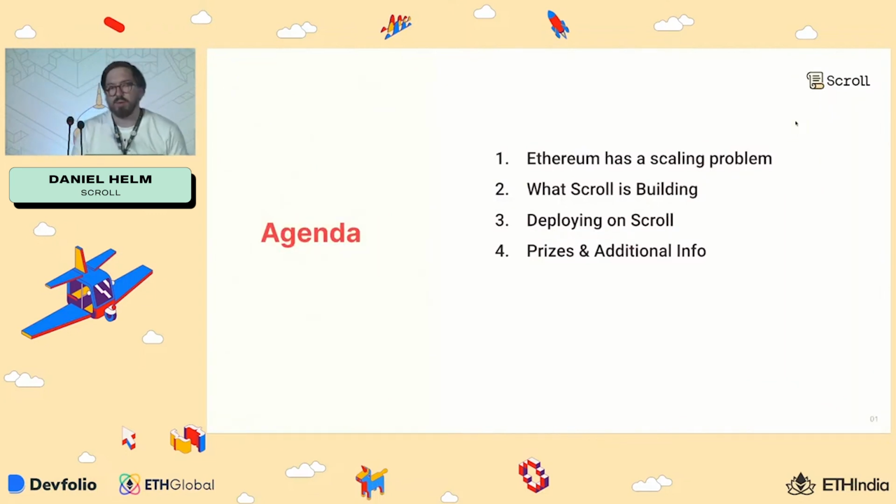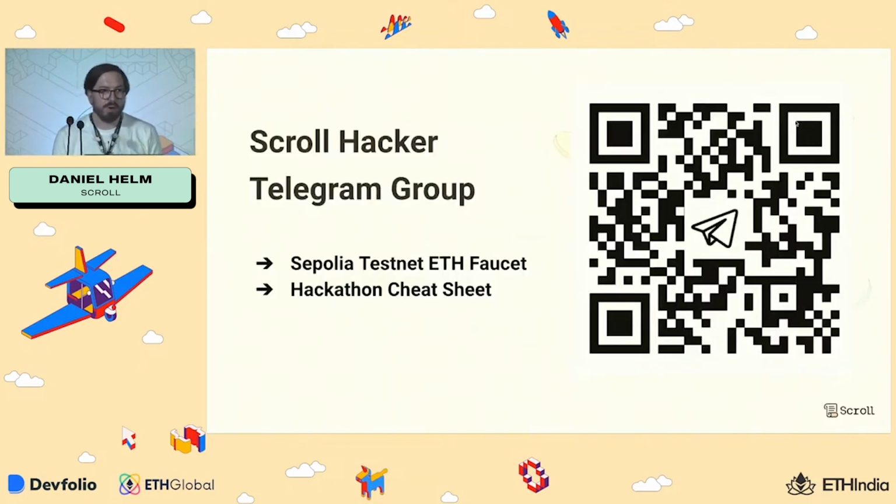So agenda, we're going to talk about Ethereum having a scaling problem. We're going to talk about what Scroll is building to kind of solve that. We're going to talk about deploying your contracts on Scroll, and then of course prizes, additional info relative to the hackathon. But I'm going to leave this up here for a while. I will show it again at the end of the talk.